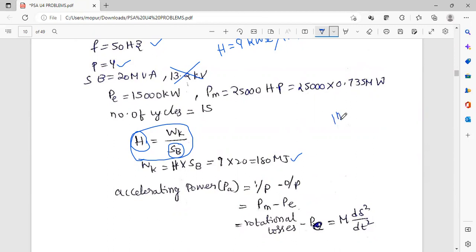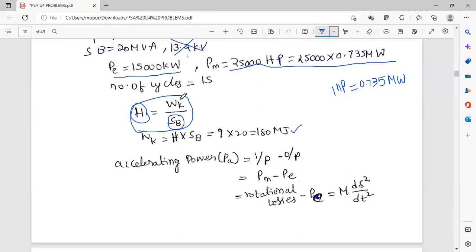1 HP is equal to, it will vary with the textbook. Some will be having 0.746. You can take any value. So 0.735 megawatt, you should remember this conversion value. So I am taking the mechanical power and converting into megawatts, and they had given the electrical power, which is 15 megawatt or 15,000 kilowatt.